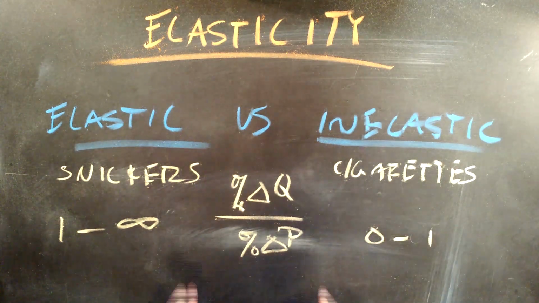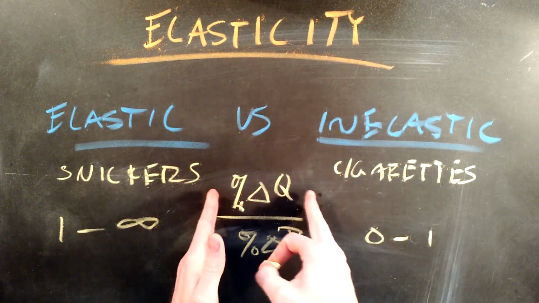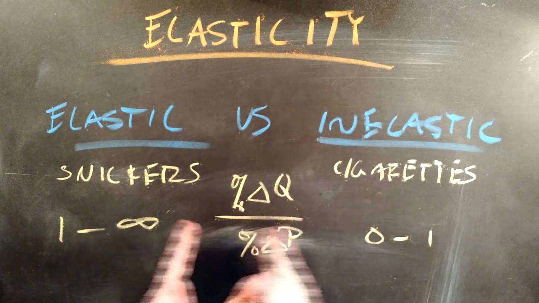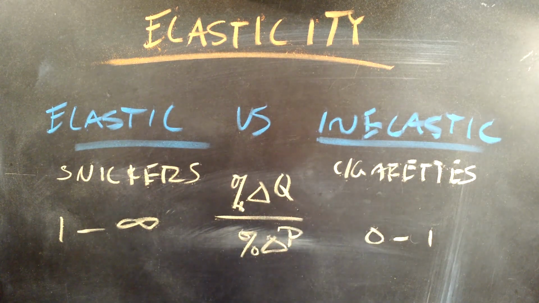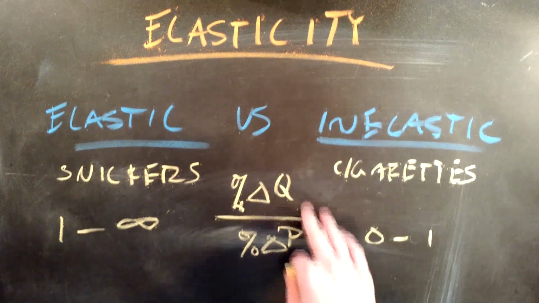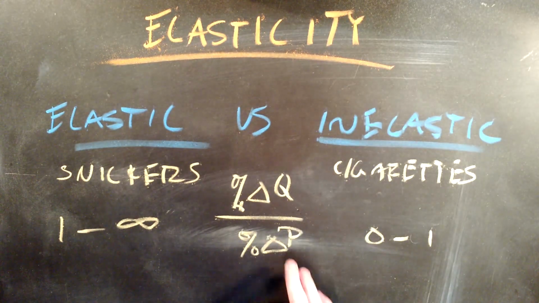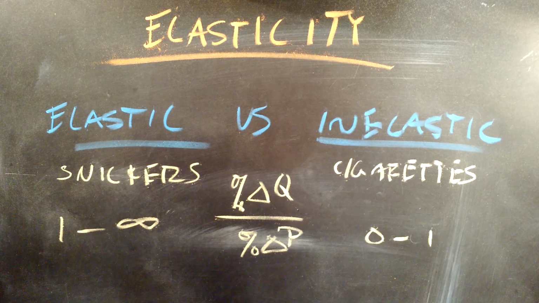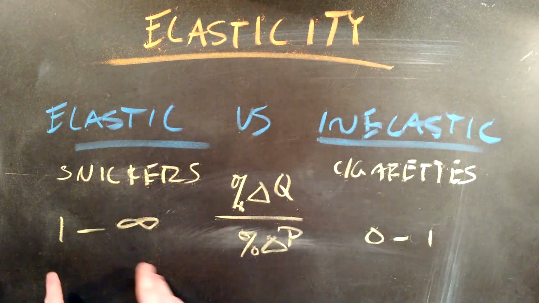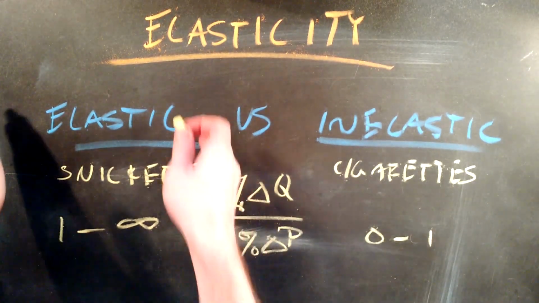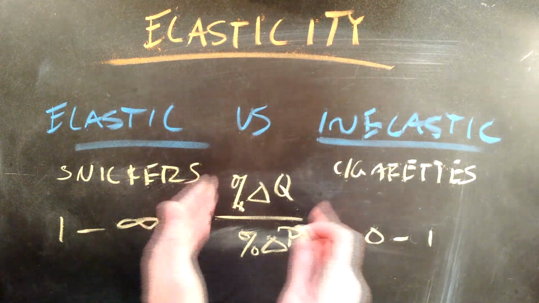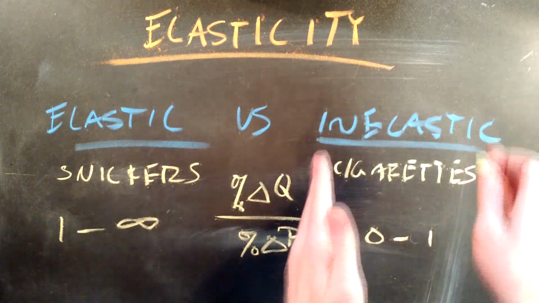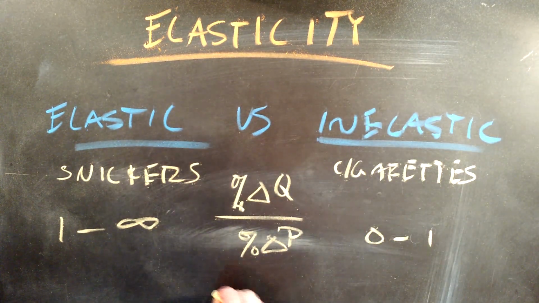So we have a mathematical formula to do this, which is percent change in quantity divided by percent change in price. So we're looking for how quickly these things change. So if the price goes up a little bit, what happens to your consumption? If the outcome of this formula is 1 to infinity, the good is defined to be elastic. If the outcome of this formula is 0 to 1, it's deemed to be inelastic. And if it's equal to 1, it's considered to be unit elastic.